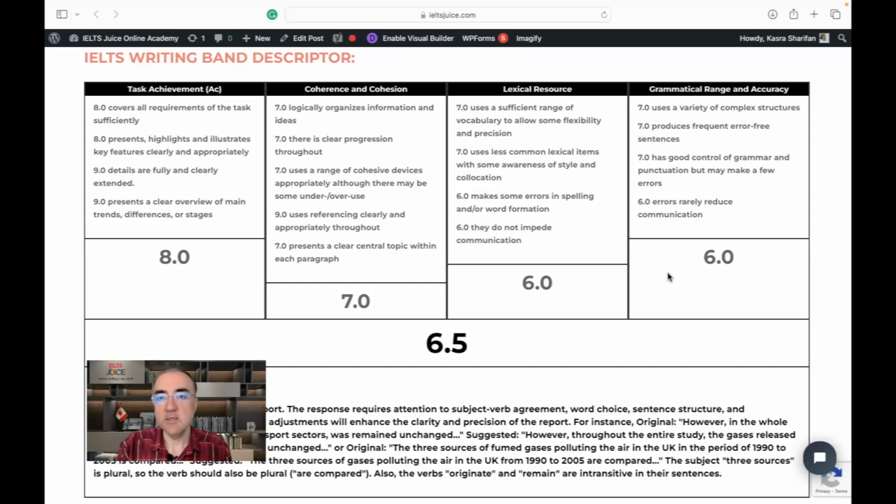Anyway, guys, I really enjoyed reading this report, and I hope you also enjoyed looking at how it was written. It's a very good example. It deserves 6.5. That's a very good score.